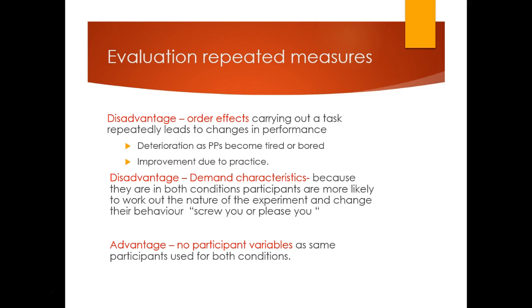Because people have done two tasks, they might be tired or bored or just get better due to the fact that they've already done it once. We call these order effects. The other disadvantage is something called demand characteristics. Because they have been in both conditions, they're more likely to guess the purpose of the experiment. We often call this the screw you or please you effect. So they alter their behaviour either to mess up your results or to try and do what they think you want them to do.